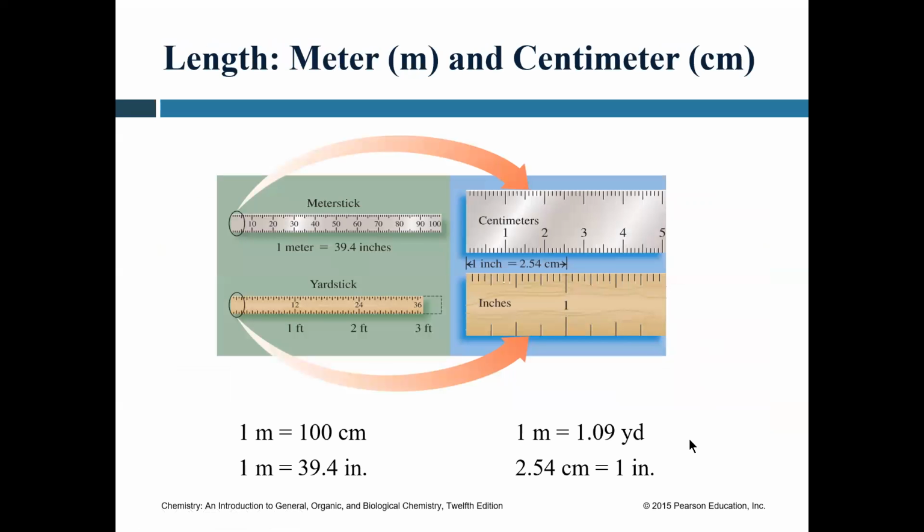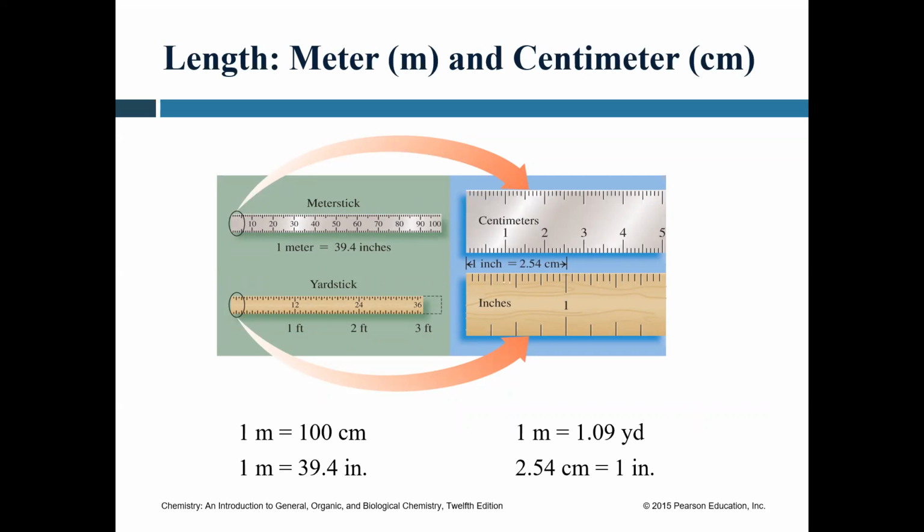So here is length. We've got a meter stick on top here. On the bottom, we have a yardstick. A yardstick is 3 feet. A meter stick is going to be slightly longer than that. If we take our meter stick and cut it into smaller parts, we get these little tick marks. The bigger numbers are at the decimeter. The smaller ticks are at the centimeter. Now, the convenient thing between these two is that there are 100 centimeters in every 1 meter.